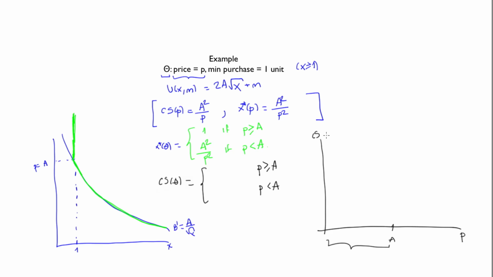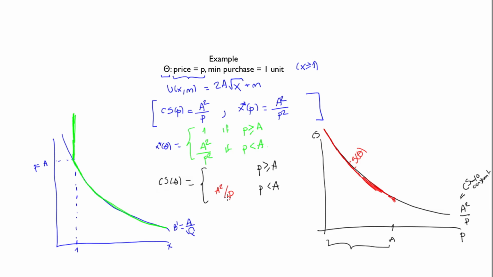So if I plot here the function A squared divided by P, which is equal to your consumer surplus without constraint, we know that at theta, up to the price A, the consumer surplus of theta is going to be there. So we know that when the prices are low enough, it's just as before, this is A squared divided by P.